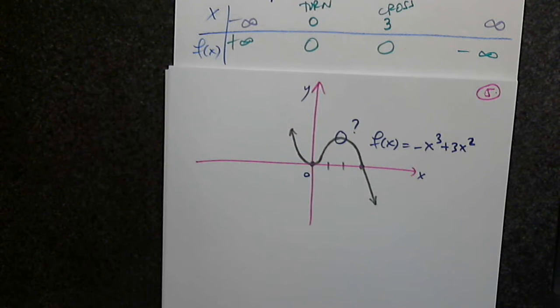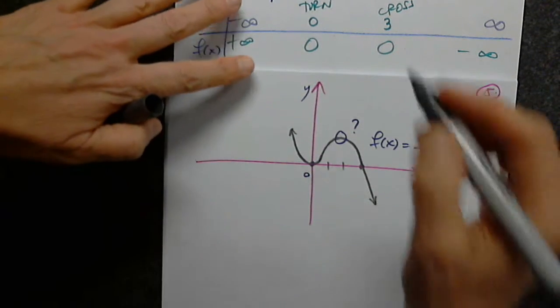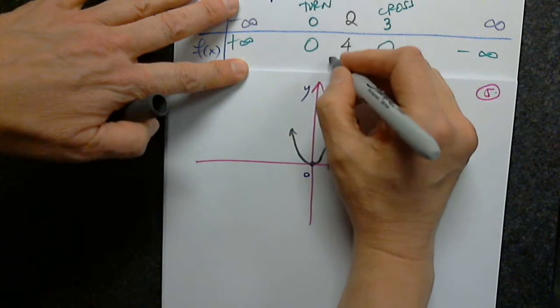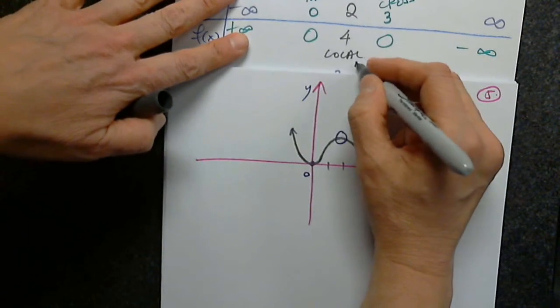So now, I don't want to guess. Just give me the number. Press enter again, and we get the maximum as, I'm going to round it up to 2, 4. And I will go back and put it in my table. 2, 4, local max.